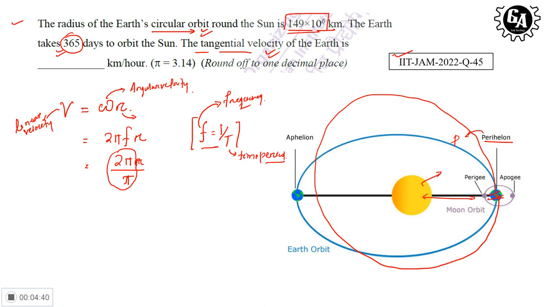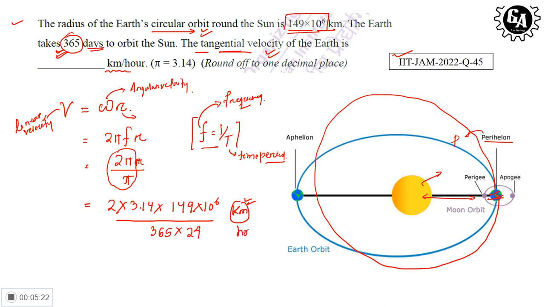Just put the formula to get the answer. This v is your tangential velocity. So it is 2, then pi is given to be 3.14, and the radius is 149 into 10 to the power 6 kilometer, divided by the time, 365 days. The answer is asked in kilometer per hour. Kilometer is already there, but time is in days, so 1 day is 24 hours, multiply by 24 to get hours. So the unit is correct, kilometer per hour. Just solve this calculation.